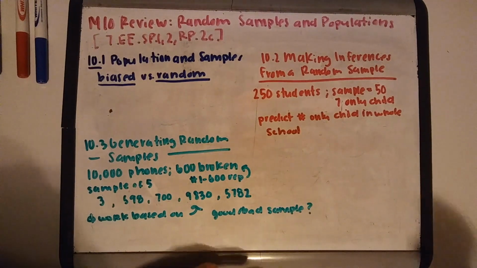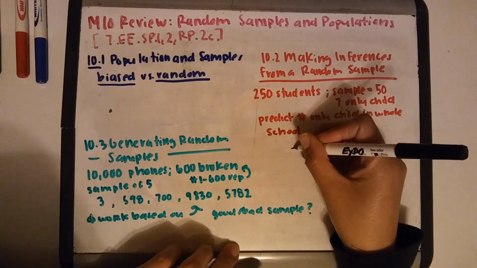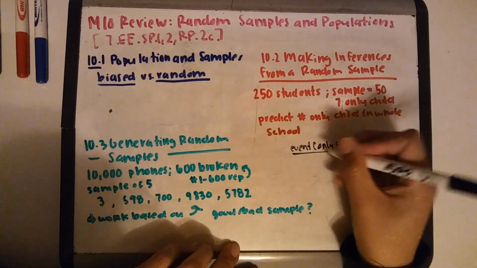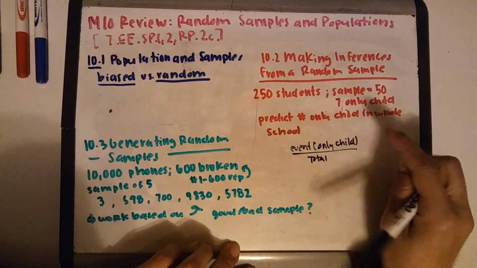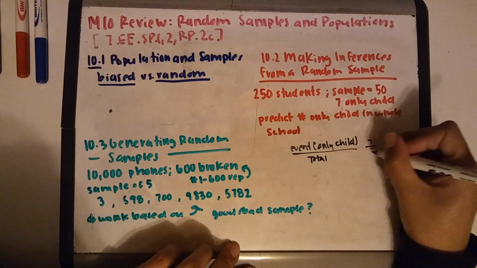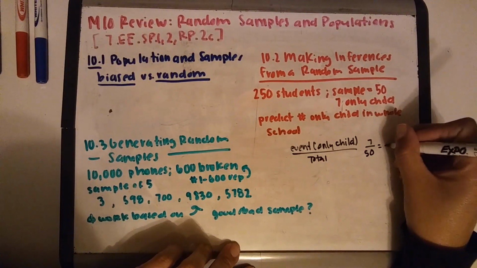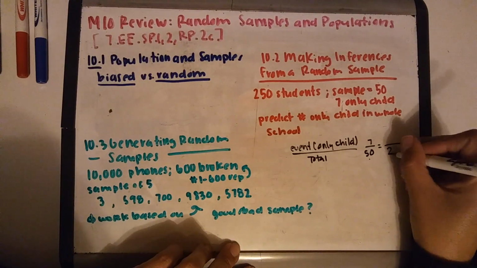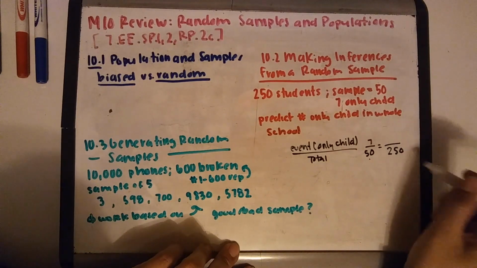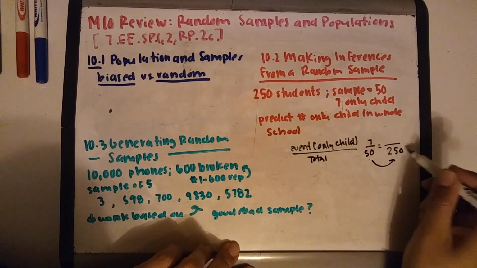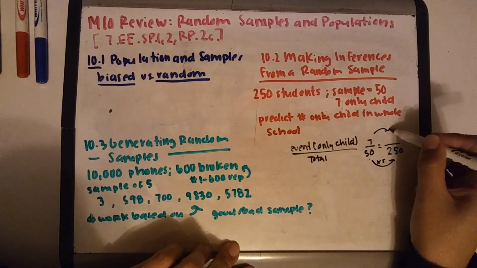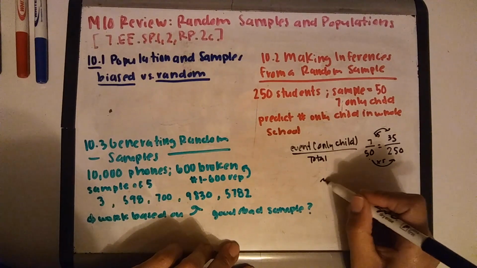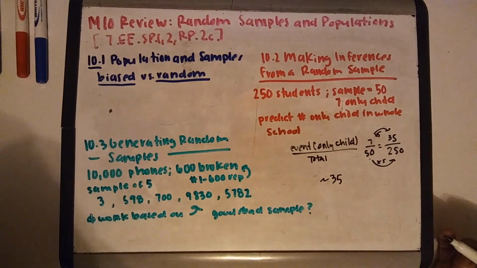So what we always want to do is the event, which is being an only child, over the total. So I have the sample, 7 kids out of 50 are the only child, but my population is 250 students. An easy way to go on this one is, what did I do to 50 to make it 250? Multiplied by 5. So I multiply by 5 here, and I get 35. So the prediction is that about 35 students are going to be the only child.